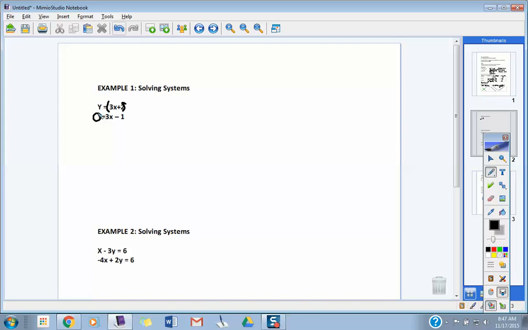So let me show you what happens. I'm going to rewrite this second equation by replacing this y value on the bottom with the 3x plus 2 up top. So the new equation I end up with is 3x plus 2 equals 3x minus 1, like that.